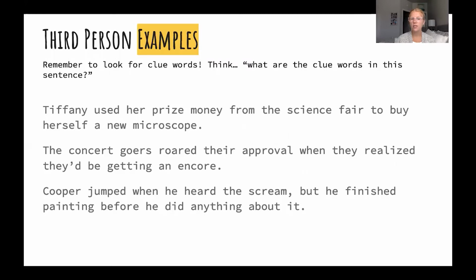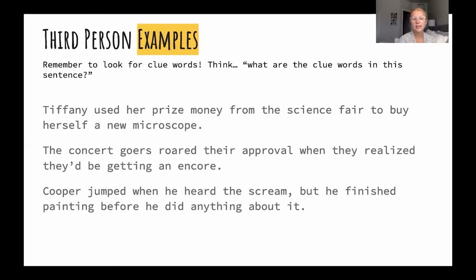We should have noticed the clue words were "her" and "herself." Tiffany used her prize money. So this tells us that Tiffany's not talking about herself. It is somebody on the outside telling us about Tiffany using her prize money.